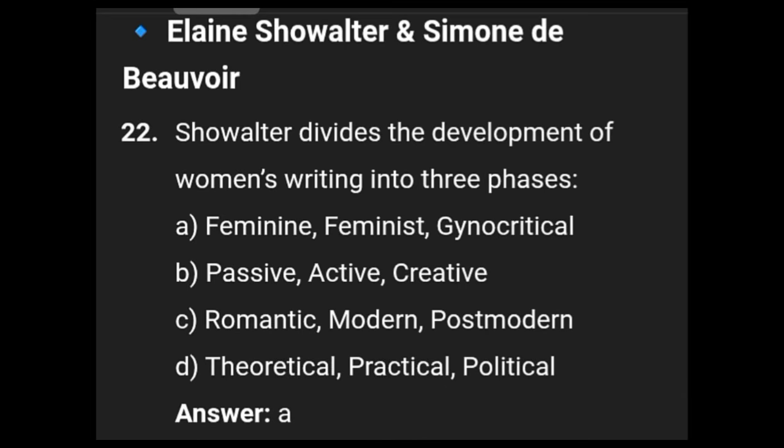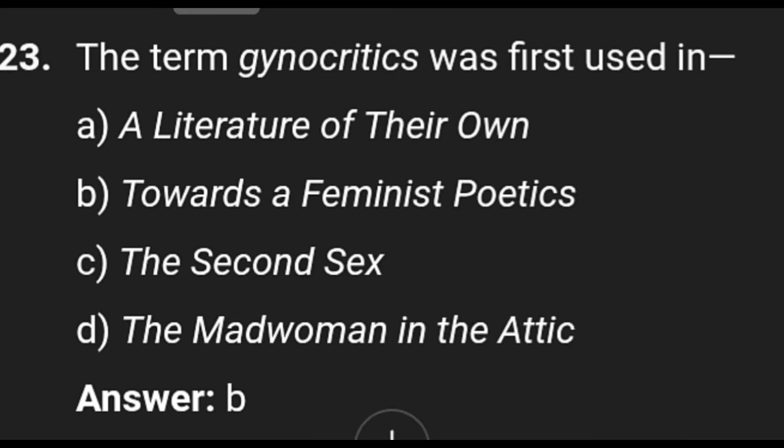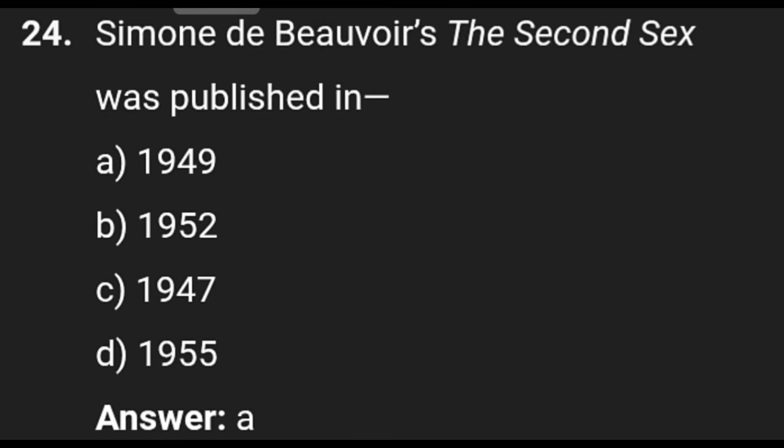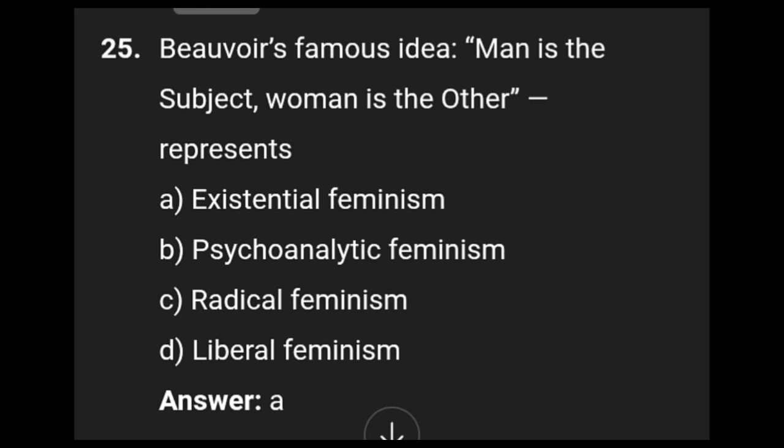Then question from Elaine Showalter and Simone de Beauvoir. Showalter divides the development of women's writing into three phases: feminine, feminist, gynocritical. The term gynocritics was first used in Towards a Feminist Poetics. Simone de Beauvoir's The Second Sex was published in the year 1949. Beauvoir's famous idea, man is the subject, woman is the other, represents existential feminism.